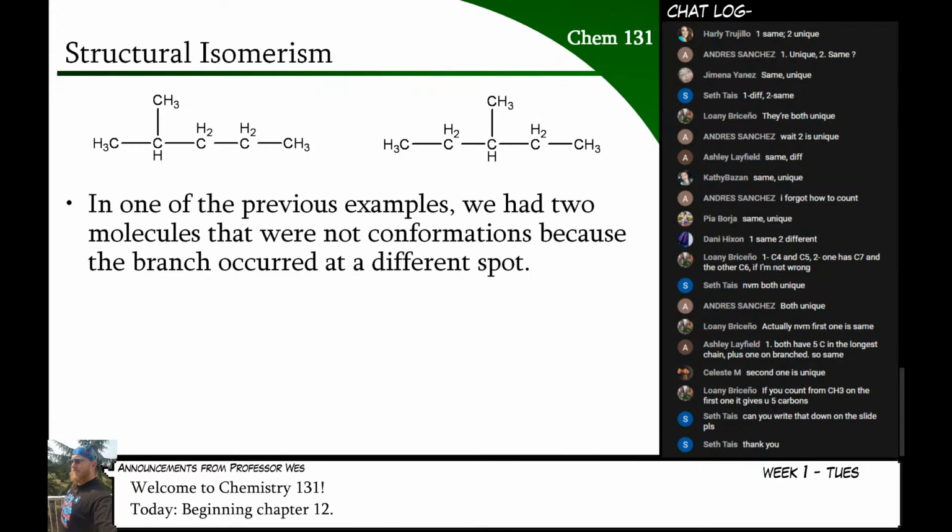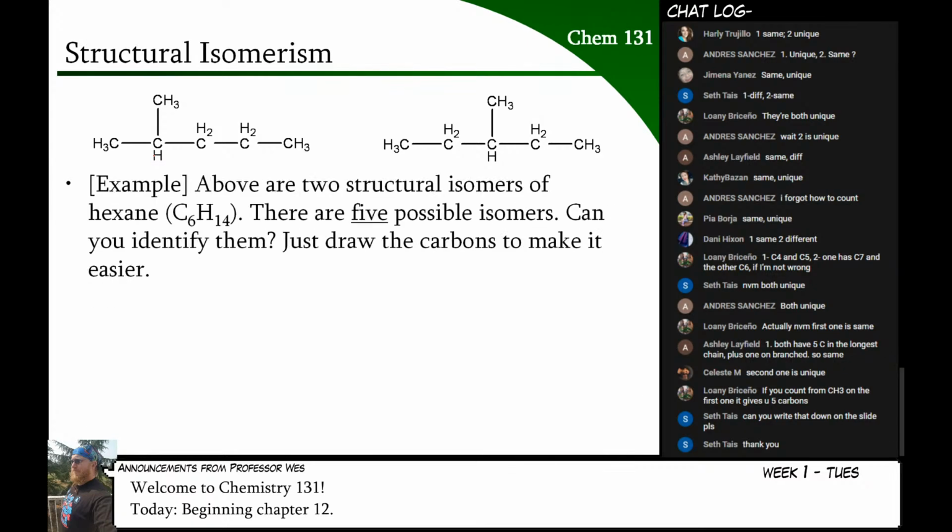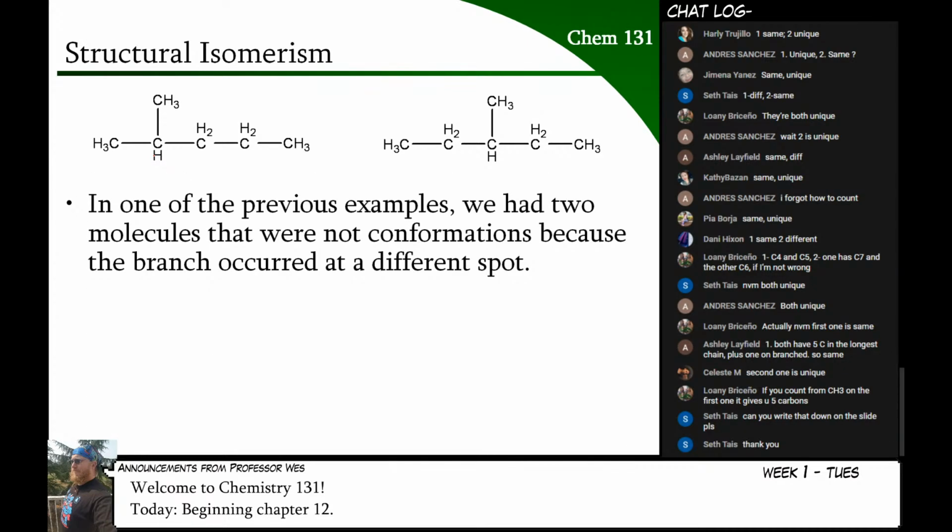All right, let's talk about some terms that we can assign to these before we call it a day, because we only have a few more minutes left. Now, in one of the previous examples, we had a branch occur in a different spot. I'm going to number them again then. So here's 1, 2, 3, 4, 5. Here's 1, 2, 3, 4, 5. And so our branch occurs at a different spot in these molecules.